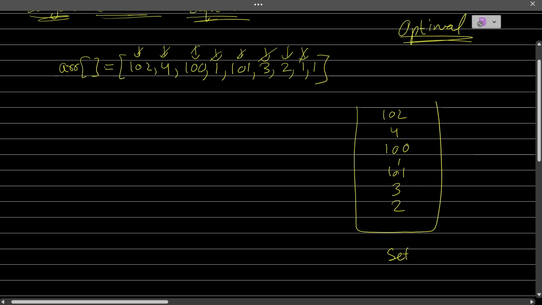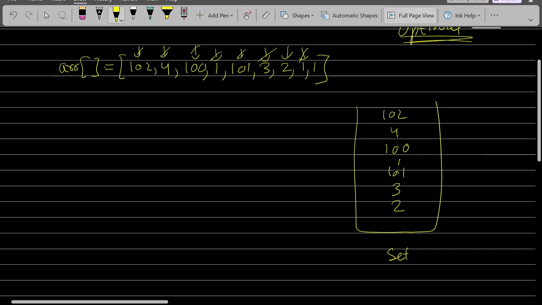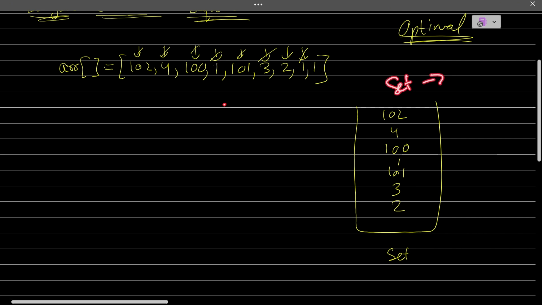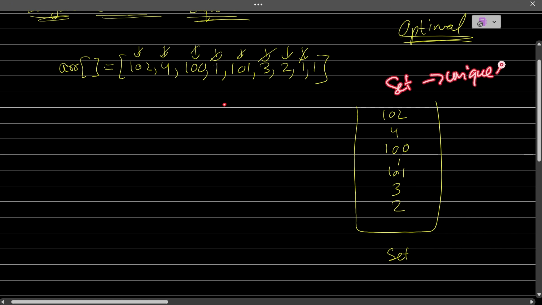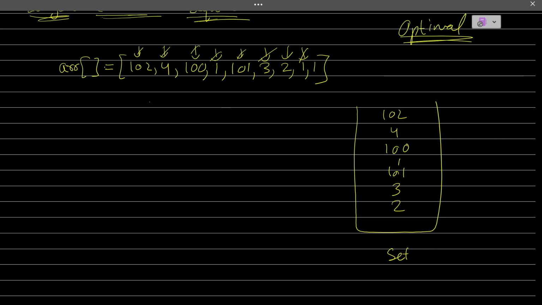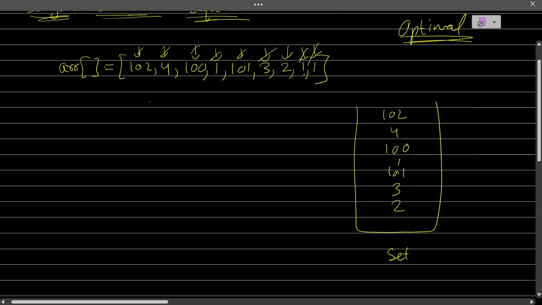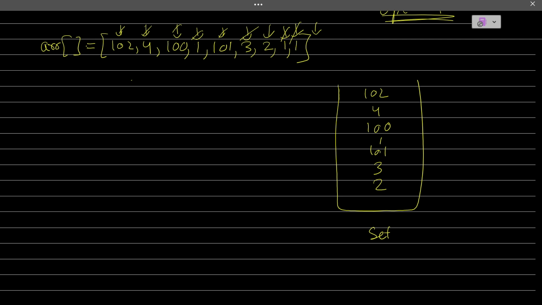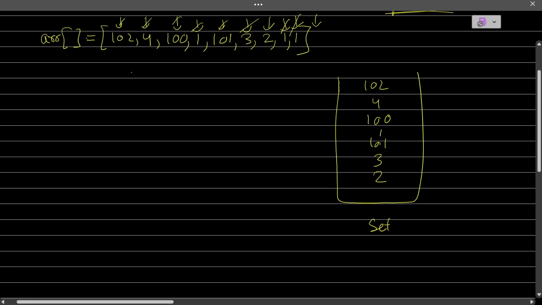Then the next element is 1, no, because the set contains only unique elements. We shouldn't repeat the elements. So the iteration is over. We've put everything into the set. Once the iteration is over, I'll iterate over the set data structure.